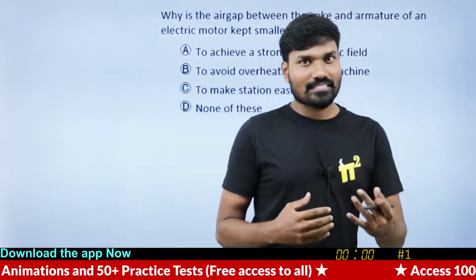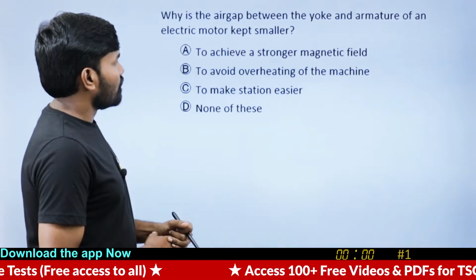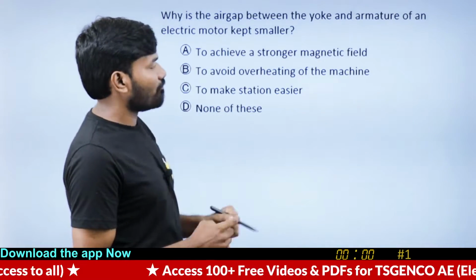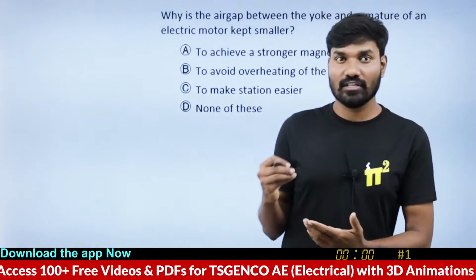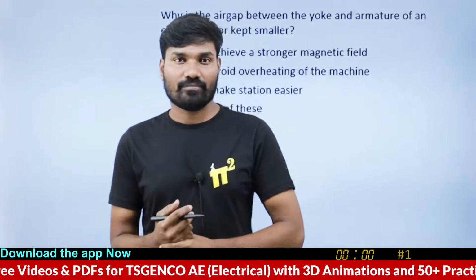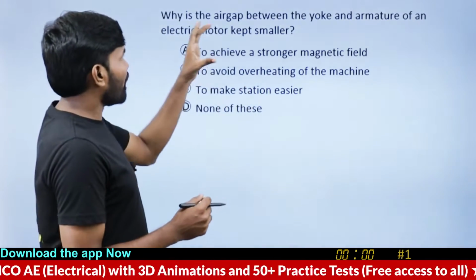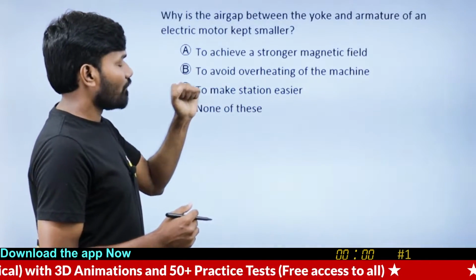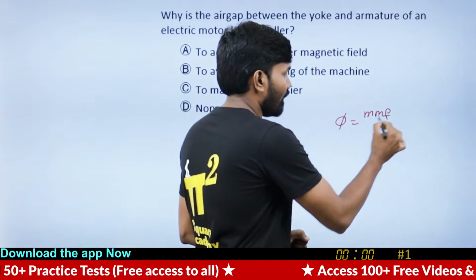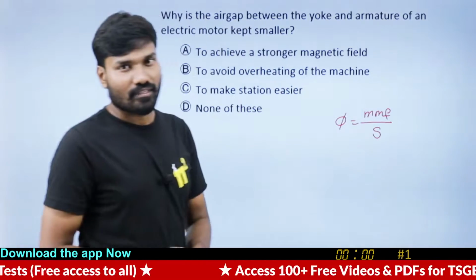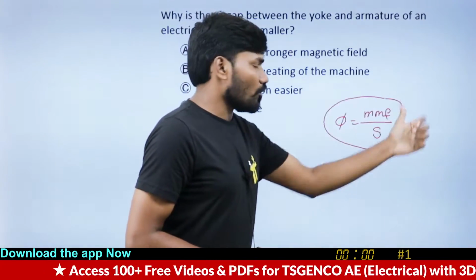So the answer is kept smaller. Okay. For a DC machine, obviously, we're talking about DC machine, to have a stronger magnetic field, because the moment air gap is less. Sometimes in case of synchronous machines, we purposefully keep larger air gap. But in case of a DC machine, we maintain smaller air gap, because smaller the air gap, flux is equal to MMF by reluctance S, which I would like to call a magnetic Ohm's law.